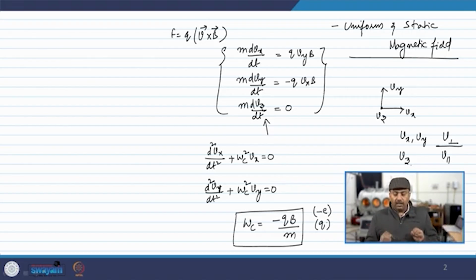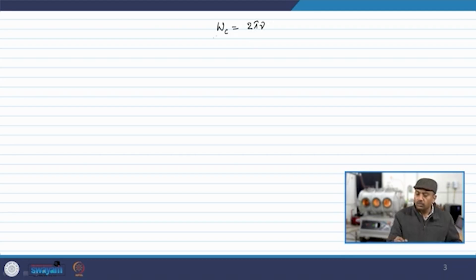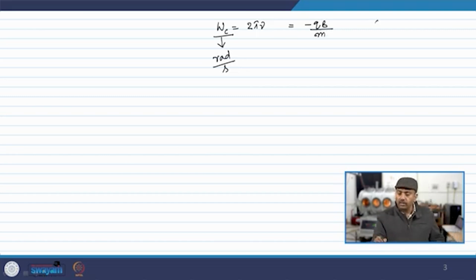Now, there is a specific meaning for this omega, right. What is this? If you just take these equations, they represent a harmonic motion with a frequency omega c, which is q B by m. So, omega c is the angular frequency. As per the differential equation, we know it has to be in the units of angular frequency, which is 2 pi nu, or omega is defined in radians per second, which is equal to minus q B by m. So, we call this frequency the gyration frequency.